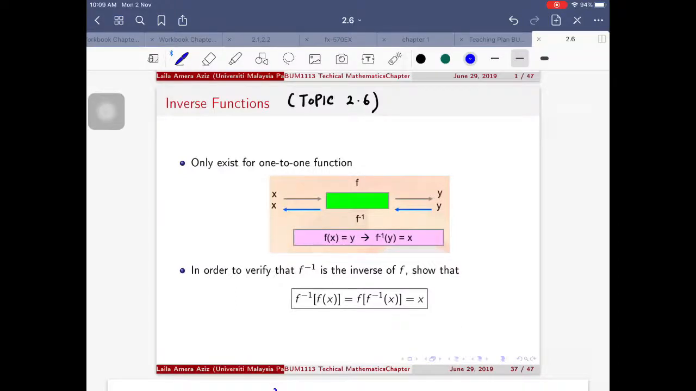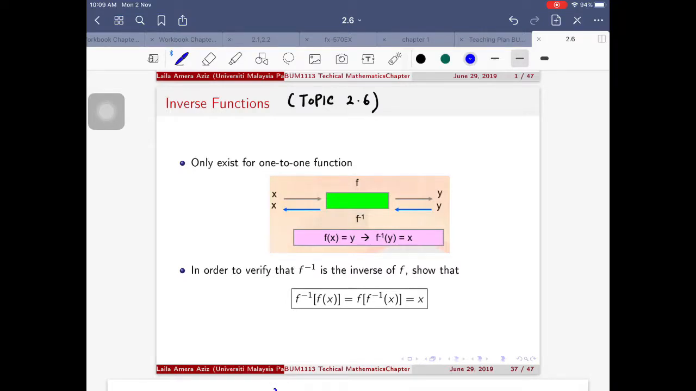So today we're going to discuss the last subtopic for chapter 2, which is topic 2.6, known as inverse functions. Inverse function is something that you have seen before. It's nothing new. Either you have seen this during additional maths, I think it's form 4, or you should have seen this during your elementary study before this, whether it's diploma or matrix or form 6.